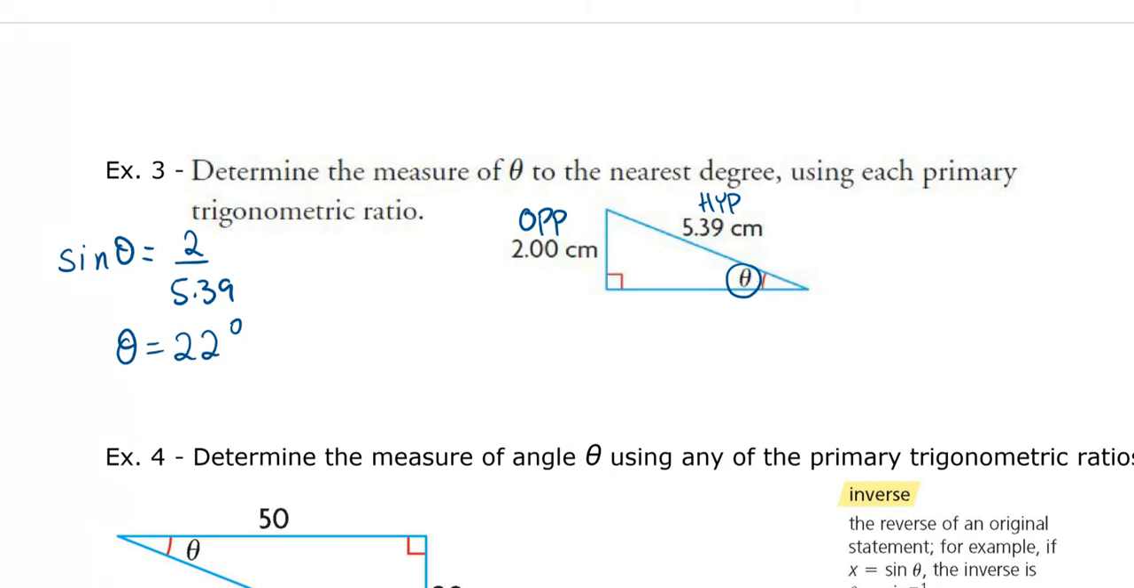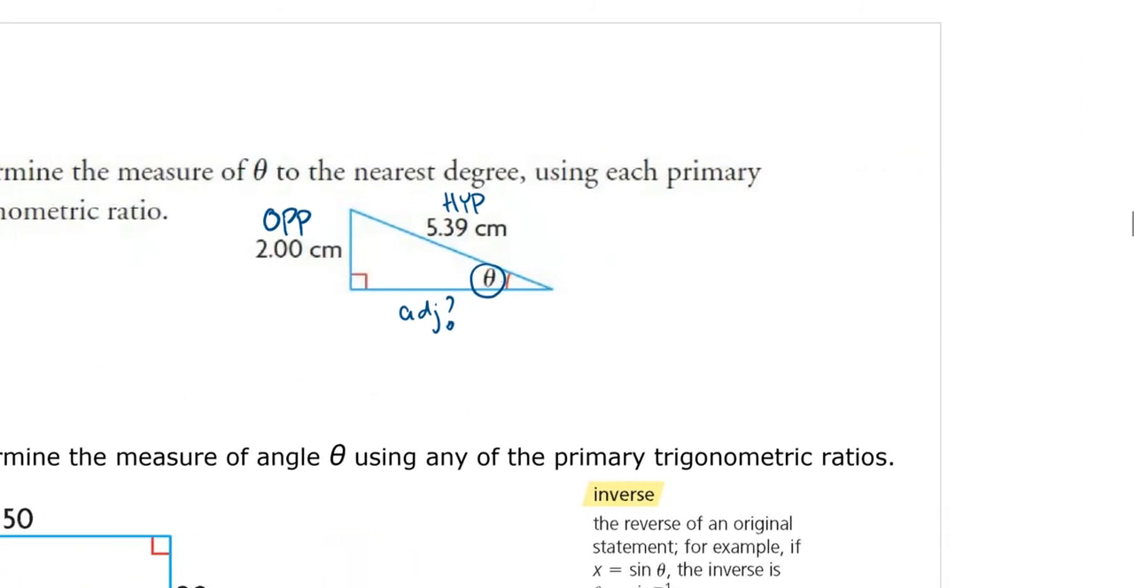Now, what if I were to want to use the other ratios? Well, I need to know the adjacent side. So what's the adjacent side? Well, I can find the adjacent side by using the Pythagorean theorem. So let's call the adjacent side the variable x. And I'm going to say 2 squared plus x squared equals 5.39 squared.